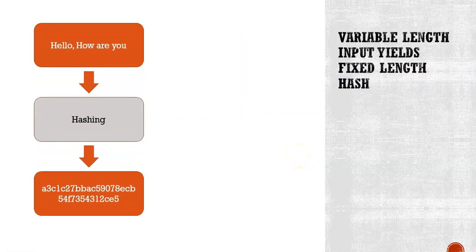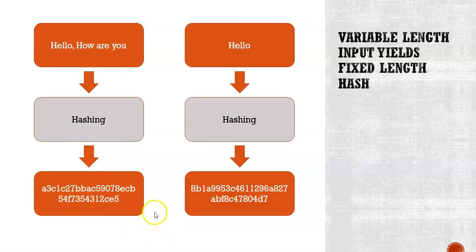So let us see with an example. Let us take a text: "Hello, how are you?" This is a text that we are going to pass to the hashing function. When you pass it to the hashing function, you get a hexadecimal value, which is nothing but a hash value. When you give a different text, which is "hello", with the same hashing function, you get a different value.